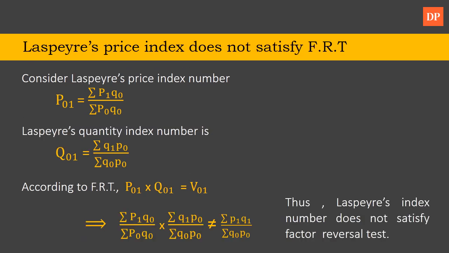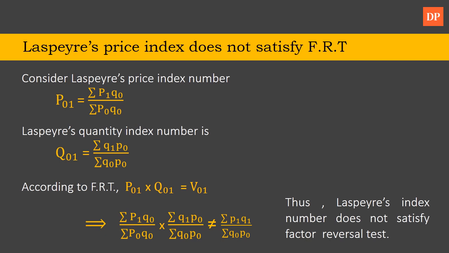So now we need to prove whether Laspeyres' price index number satisfies the factor reversal test or not. We know the price index number for Laspeyres, P01, is equivalent to summation P1 Q0 whole divided by summation P0 Q0. For Laspeyres' price index number, we will be considering the base year quantities. For the factor reversal test, we need to consider quantity index numbers. So Laspeyres' quantity index number is Q01 equal to summation Q1 P0 whole divided by summation Q0 P0. Here we will be considering the base year price. In both numerator and denominator you can notice the base year prices P0, P0.